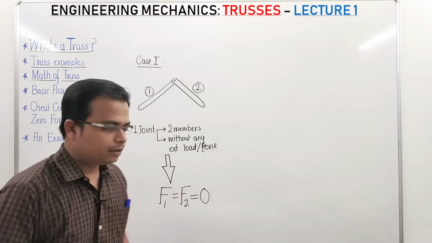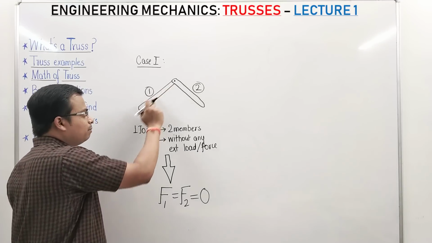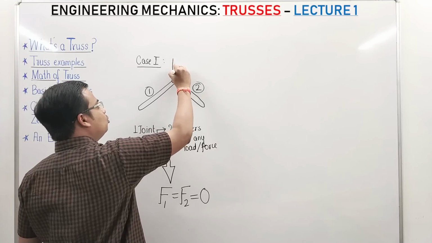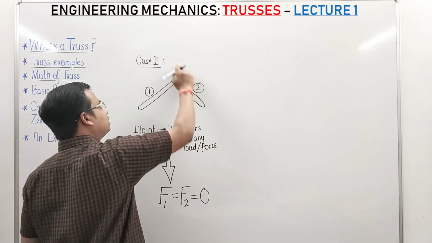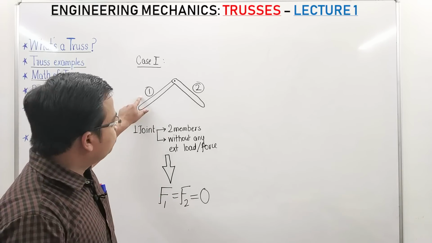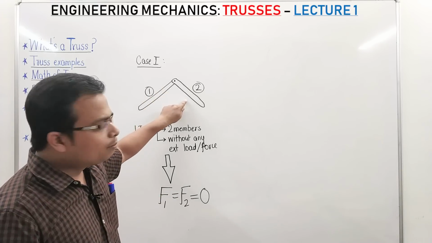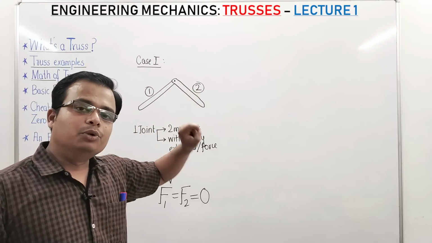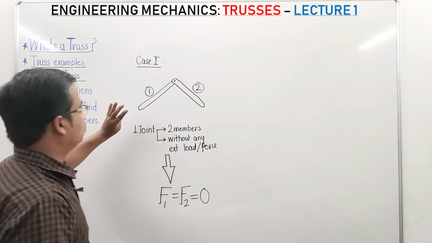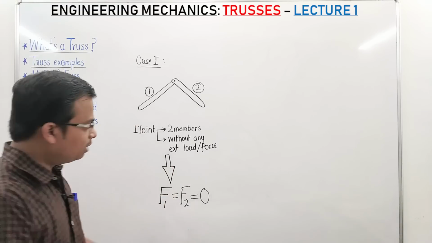If you've got a joint and if there are 2 members at a particular joint and there is no force acting on this joint, in that case, this member 1 and member 2, they'll have 0 N as their actual force. There's absolutely no actual force in those 2 members. Let me just explain that with the help of an example.